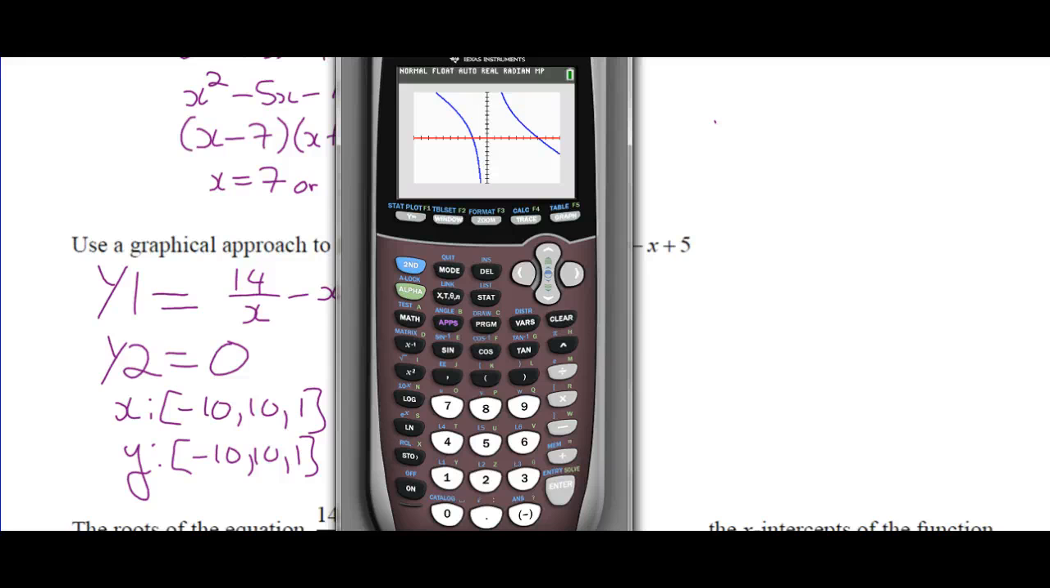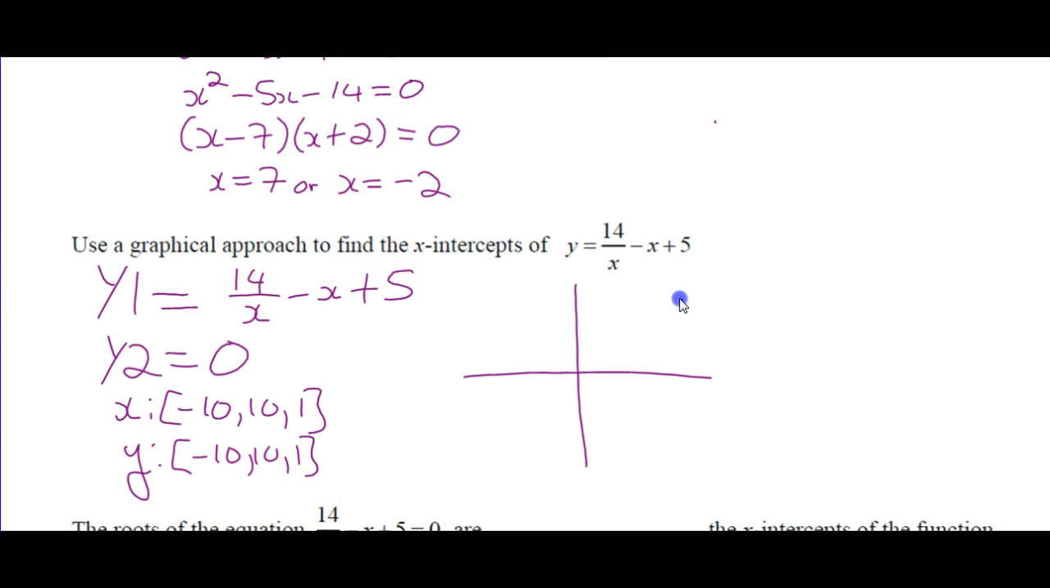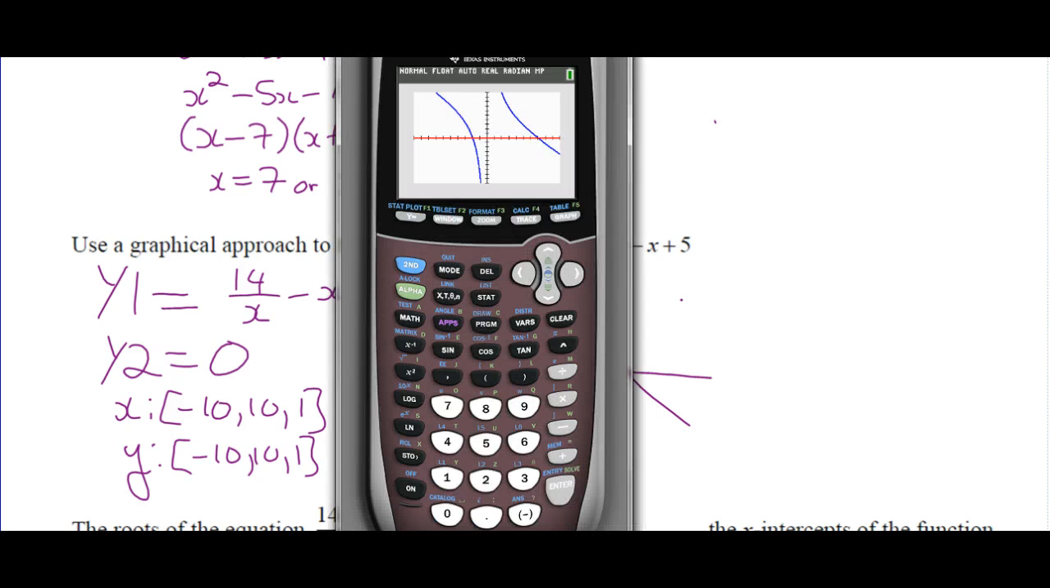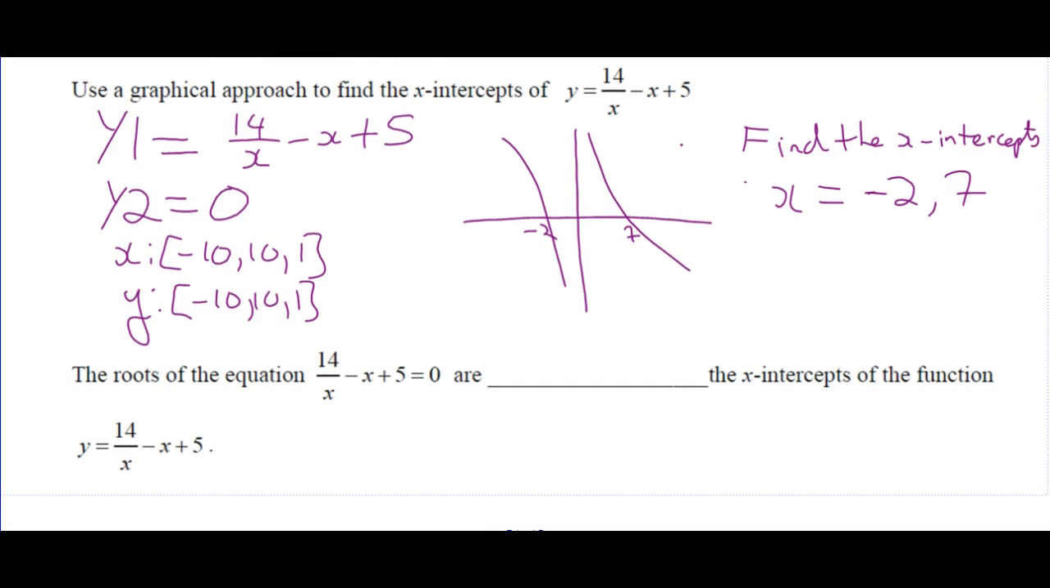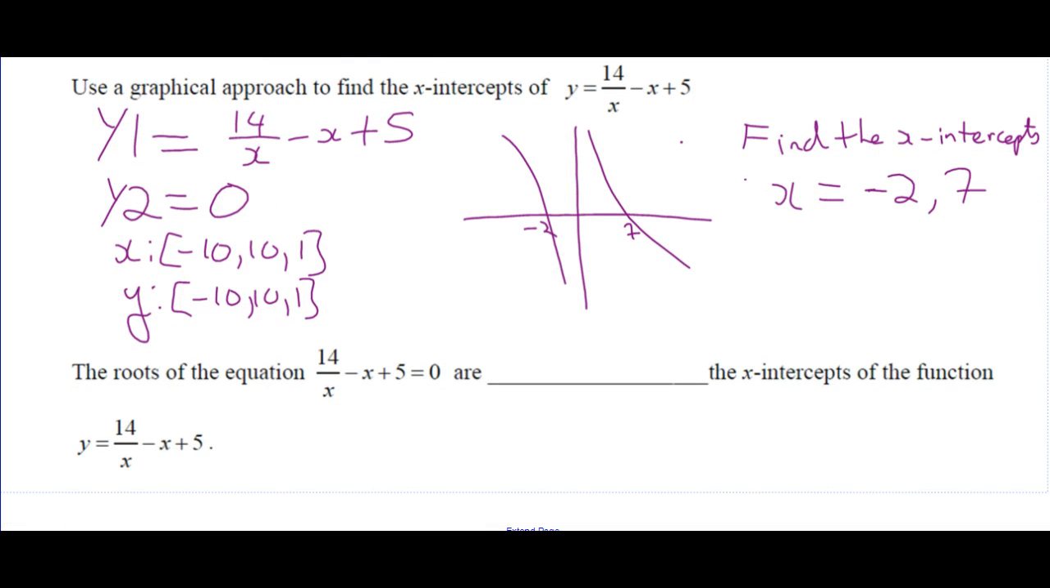There's the graph, so we're going to draw a sketch of the graph. Okay, that's 7, that's -2. You could label that if you want. What else? Oh, we say find the x-intercept. And x is equal to -2 or 7. Okay? And one last thing at the bottom. The roots of the equation are blank the x-intercepts of the function.